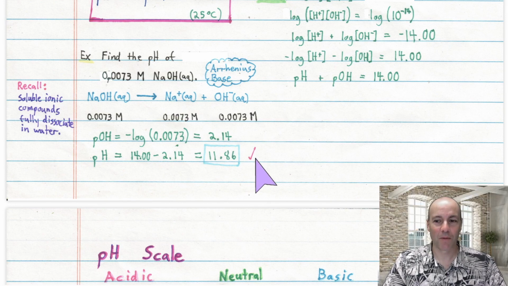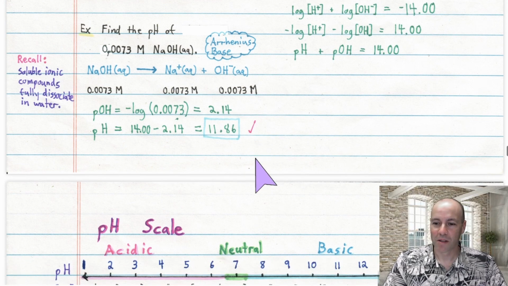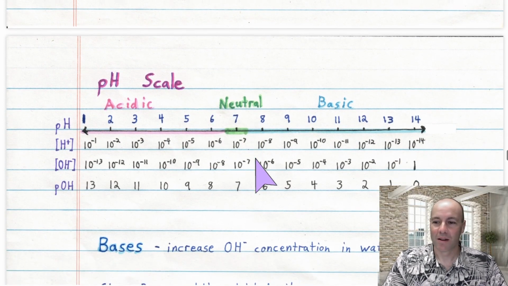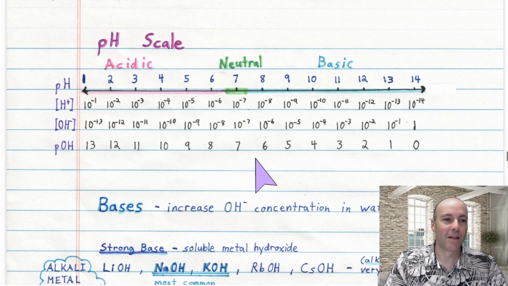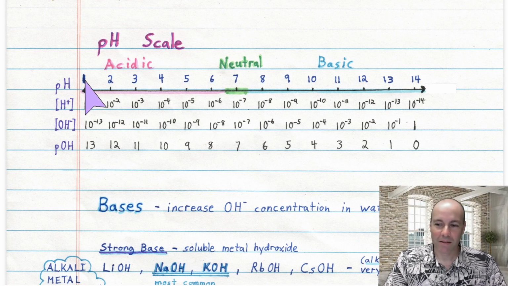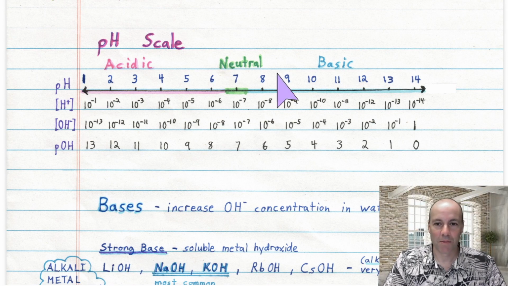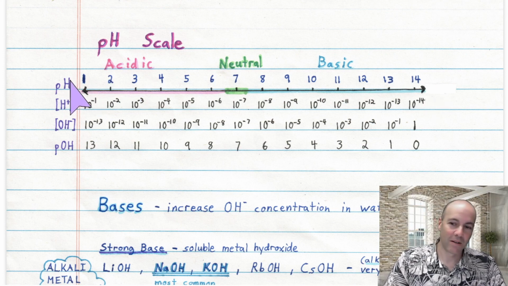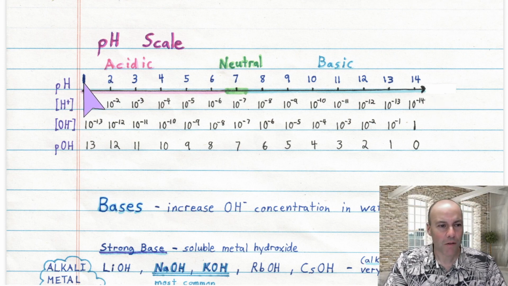One last thing before we end this video, just a little more detail on the pH scale. Okay, the pH scale, here it is up at the top. It ranges from about 0-ish or so up to about 14, although you can go a little bit higher, you can go a little bit lower. So here is the pH from 1 to 14.